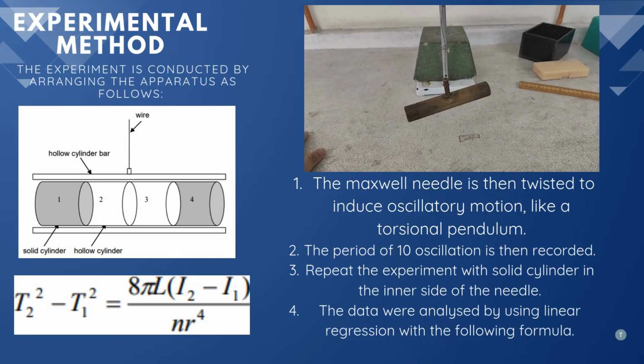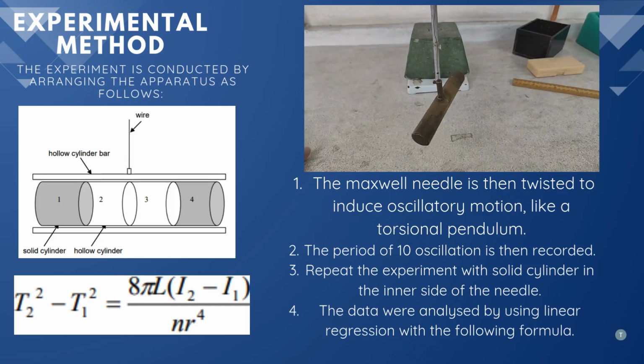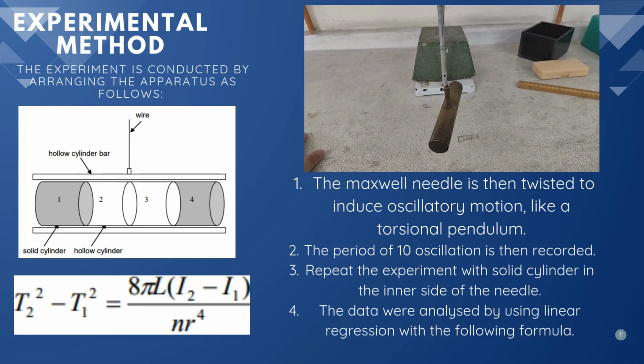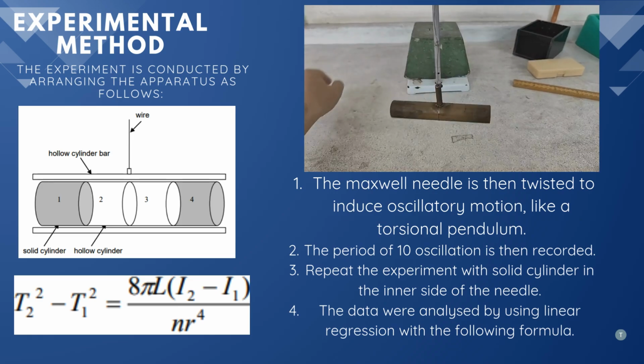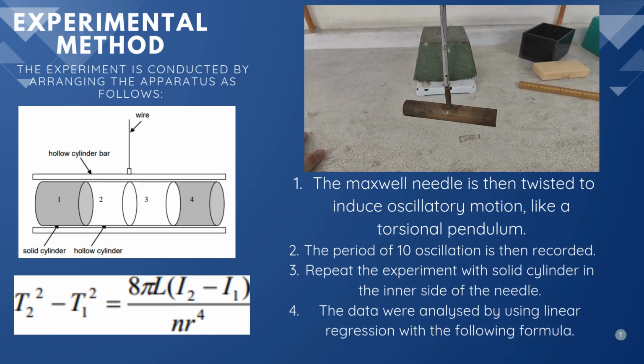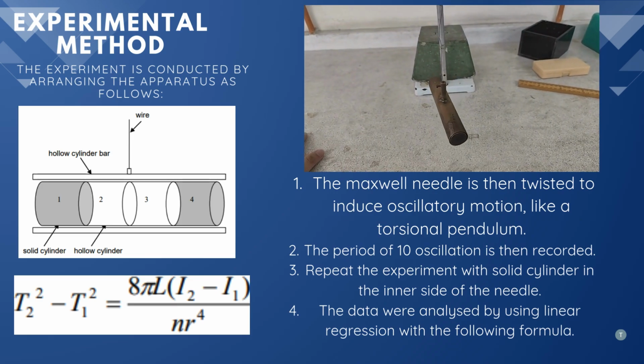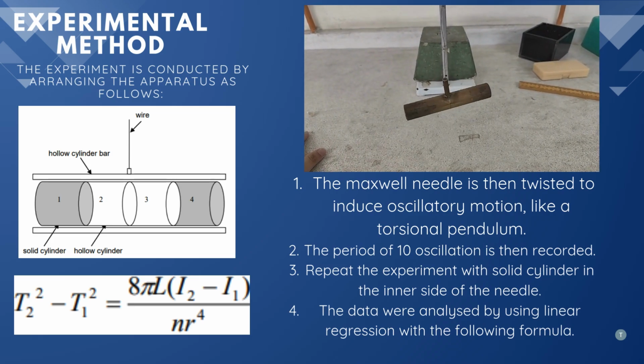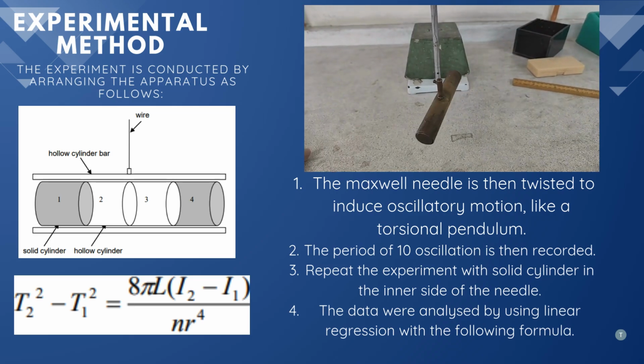For the experiment method, the experiment is conducted by arranging the apparatus as follows. The Maxwell needle is then twisted to induce oscillatory motion like a torsional pendulum. The period of 10 oscillations is then recorded. Repeat the experiment with solid cylinder in the inner side of the needle. The data were analyzed by using linear regression with the following formula.